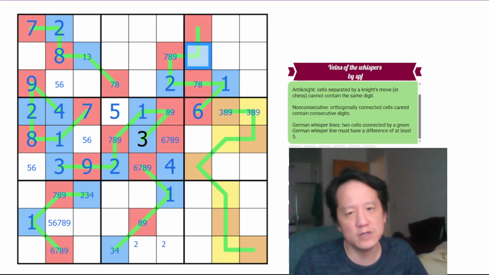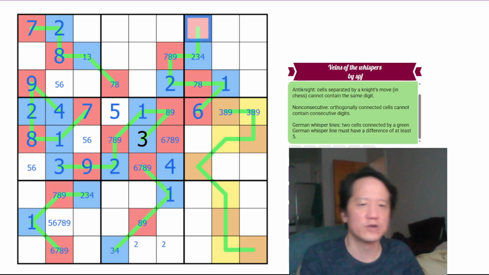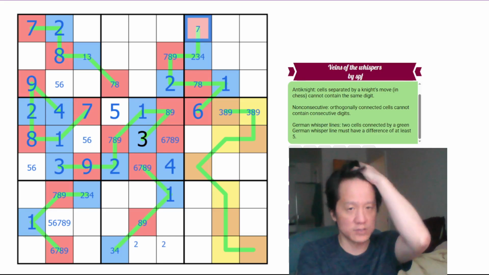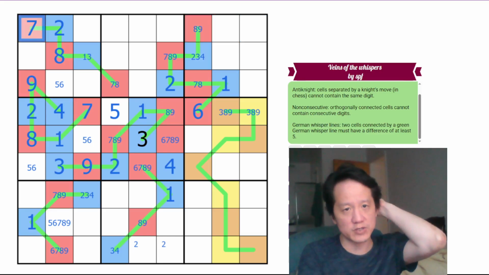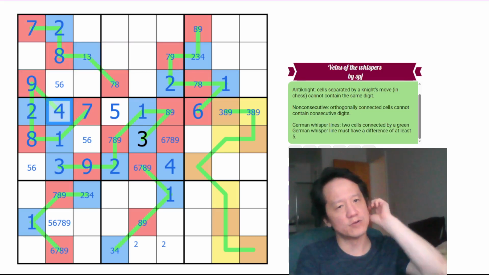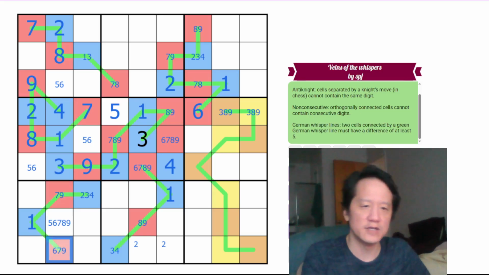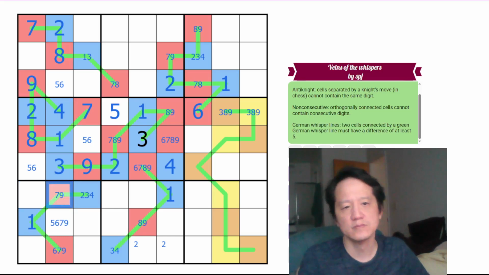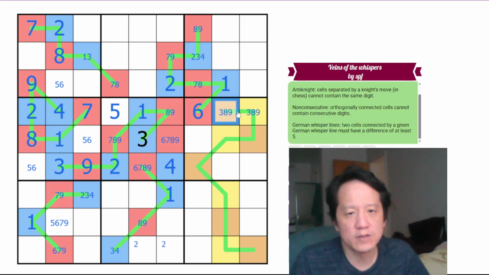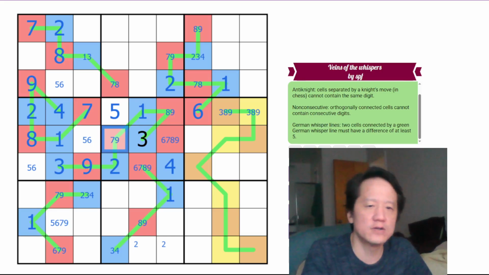This could be 2. So this could be 2, 3, or 4 here. This can't be 6, so this is 7, 8, or 9. It can't be 7 because of the 7 in the row. This can't be 8 because of the 8 in the row. This 8 eliminates 8 in these 3 cells. Okay, this is 3 with 8 or 9. This 8 eliminates 8 here.